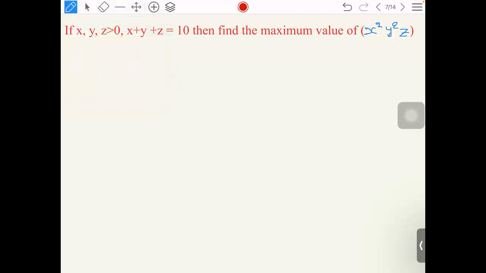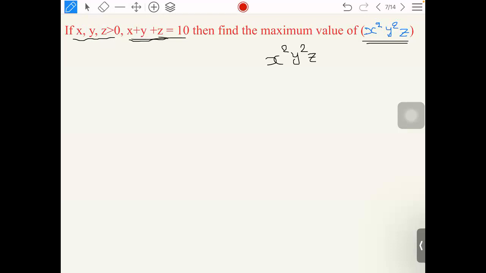It is given that x, y, z are positive numbers and x plus y plus z equal to 10. We need to find the maximum value of x square, y square, z. x square, y square, z. What does it mean? How will we get x square? When two of the x's are multiplied, then we'll get x square. How to get y square? When two of the y's are multiplied together.